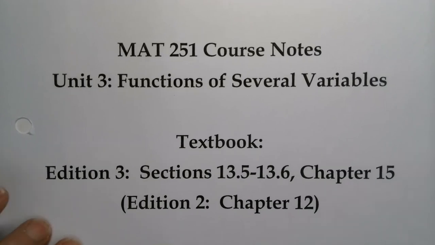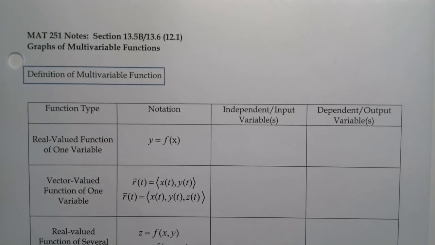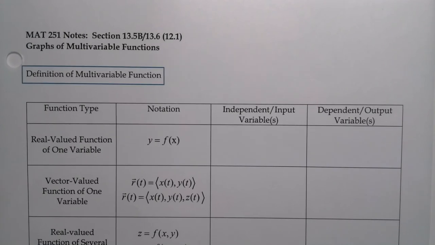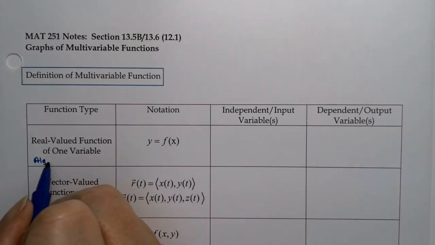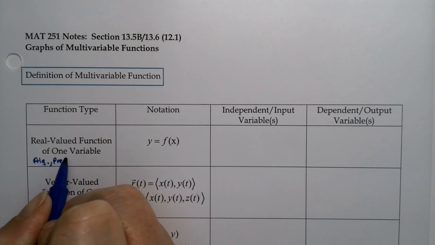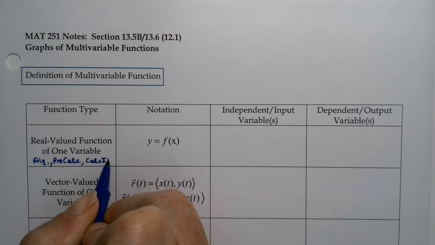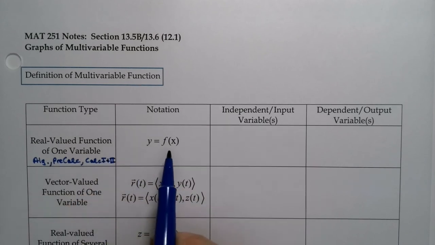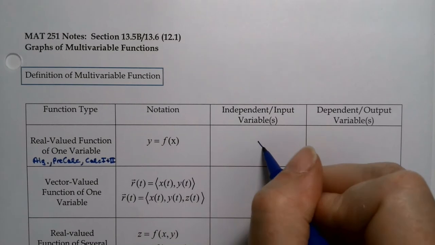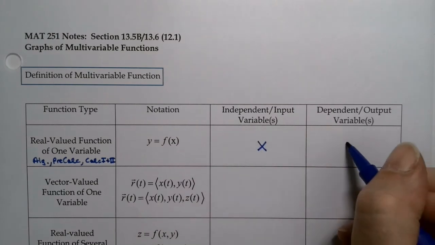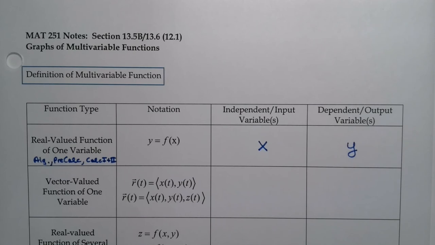All right, so looking at the first section, right here is where we're going to begin. Section 12.1 in the second edition, or a piece of 13.5 and 13.6 from the third edition. Either way, it's graphs of multivariable functions. Now, let's think back to algebra and pre-calc and calculus 1 and calculus 2, right? All of those courses we had, they all used y equals f of x as a notation, where your input, your independent variable was x, and your dependent variable is y, which is f of x.